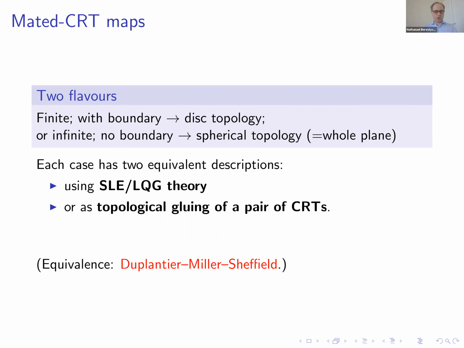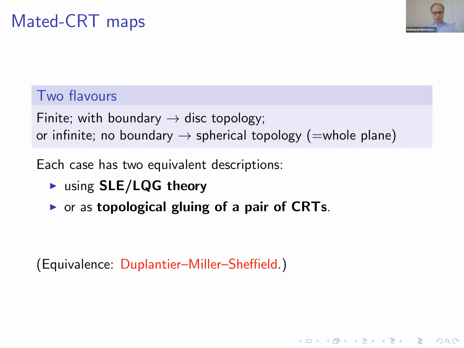And in both of these situations, these planar maps can be described in two equivalent fashions, corresponding roughly to the two points of view that I just mentioned. One description allows you to relate this map directly to Liouville quantum gravity, and one allows you to relate it to more natural models of planar maps. The first description is the one that uses SLE and LQG theory, Liouville quantum gravity theory. That's probably the easiest one to explain, so that's the one I'm going to give.